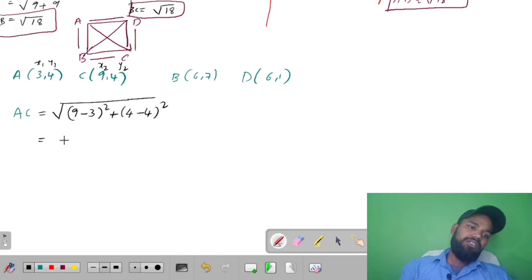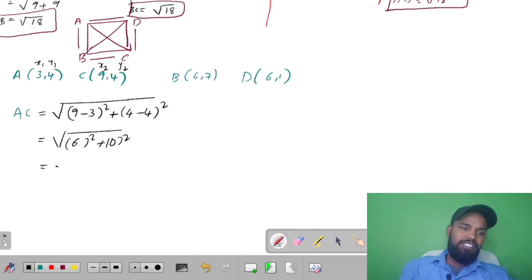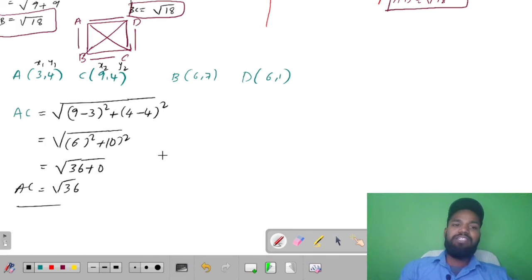So that is under root of 9 minus 3, 6, and 4 minus 4, 0. So 6 square is 36, plus 0 square is 0. So that is under root 36, which is your AC. The value of AC is 6. Yes or no? Yes. So next we are going to find BD.